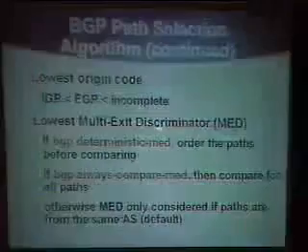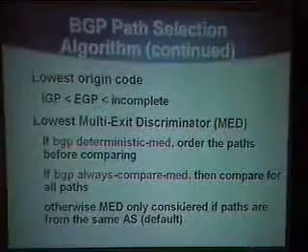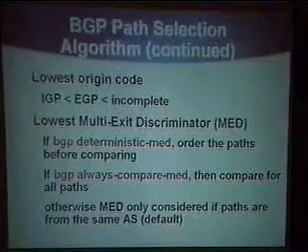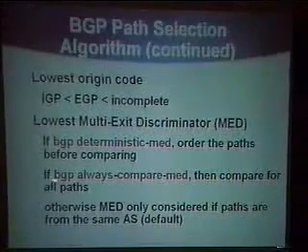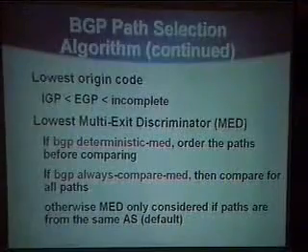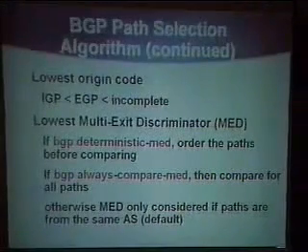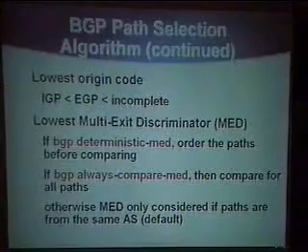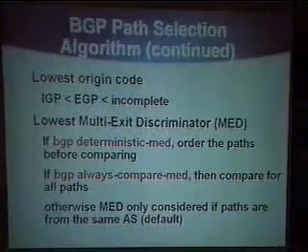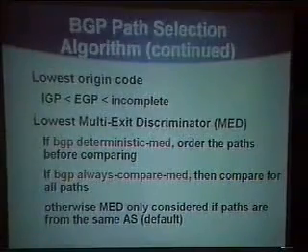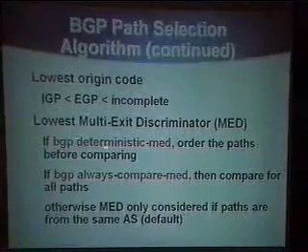Next page, lowest origin code. Well, origin code shouldn't matter anymore these days, so we can skip this one. Lowest multi-exit discriminator. Well, the RFC says MED is only considered if paths are from the same AS, and that's the default behavior. But we can change this. You can compare the MED from different ASs if you want, and the way to do it is have this particular knob, always compare MED. In this case, you always compare the metric no matter what the AS path is. So if you hear the prefix from different ASs, you can switch this on and then compare the MED. This one I will cover a little bit later.